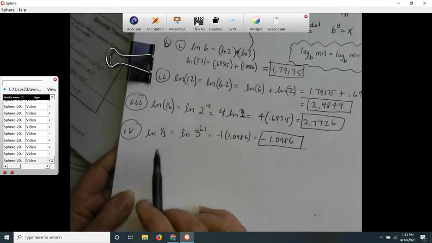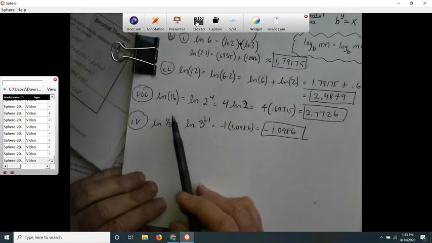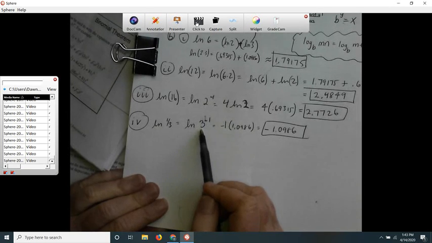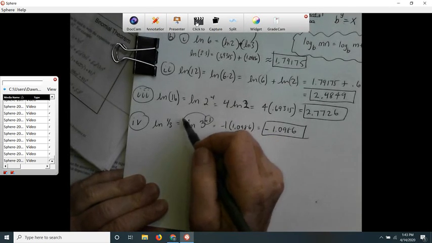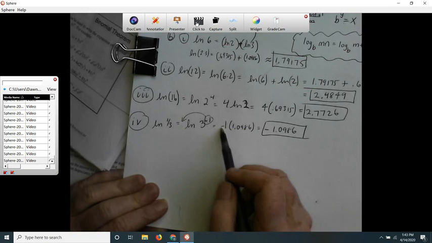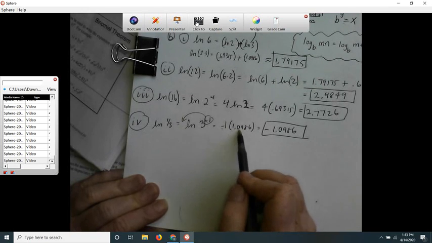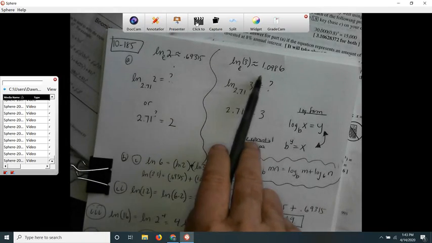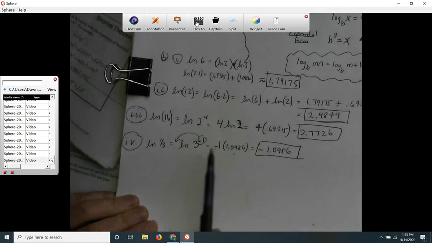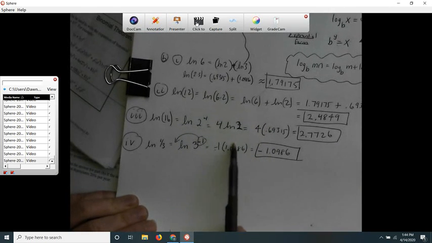Okay, and then this is ln a third. So that's 3 to the negative 1. So I'm going to use that property of logarithms that says the negative 1 comes out front. And then times just ln of 3. Well, ln of 3, they told us was 1.0986, right? And then multiply those together and you get this.